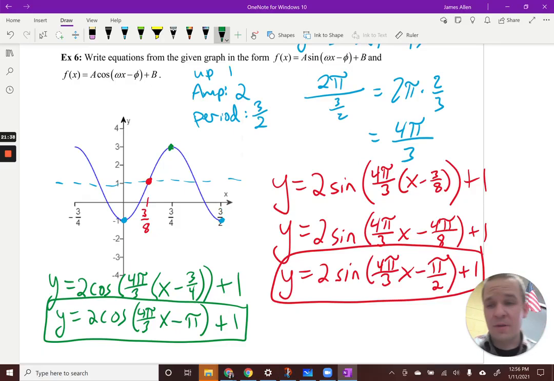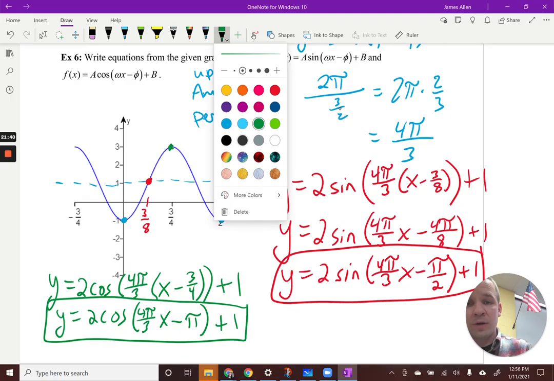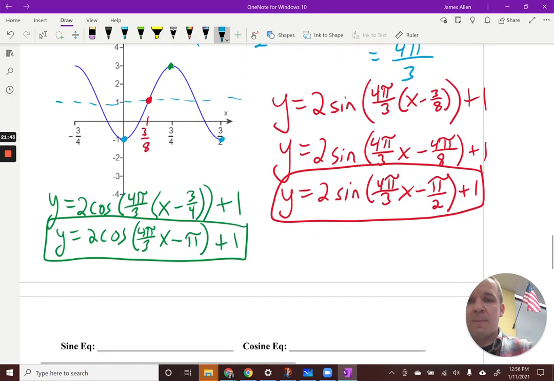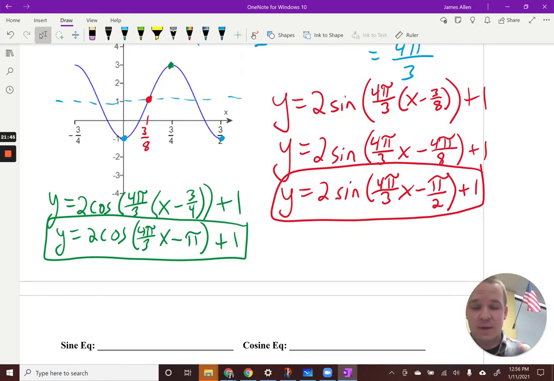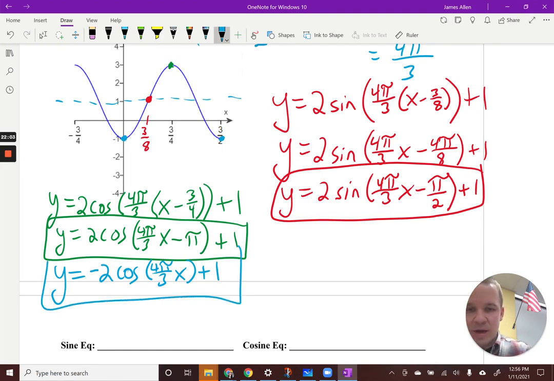But like I said, there is another option. We could go with the blue one, and that one would just have a reflection. So my reflection would be y equals negative 2 cosine. My period is still the same, 4 pi over 3 x. There's no phase shift. Plus 1. I honestly think that one's a bit easier. I would take the reflection over the phase shift anytime. Your call, though. So there you go, there's 2 appropriate ones for you. But other than that, that's it.